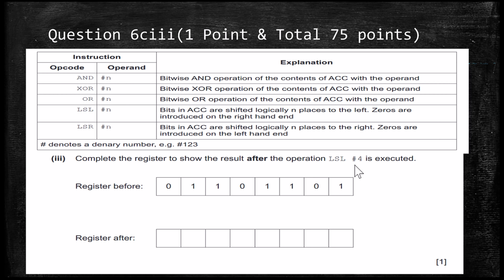Complete the register to show the result after the operation LSL number 4 is executed. So LSL, bits in the accumulator are shifted logically n places to the left. So we're not performing any math. We're just shifting it 4 places to the left. Zeros are introduced on the right-hand side. So this first 0, there's no room for it. It just gets cut off. There's nowhere for it to go.